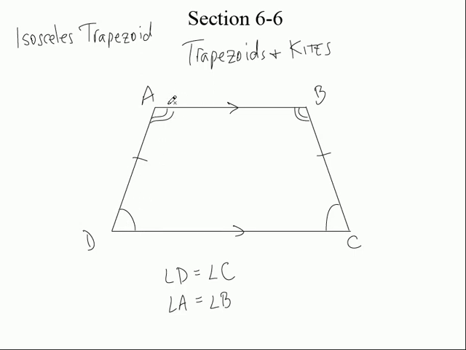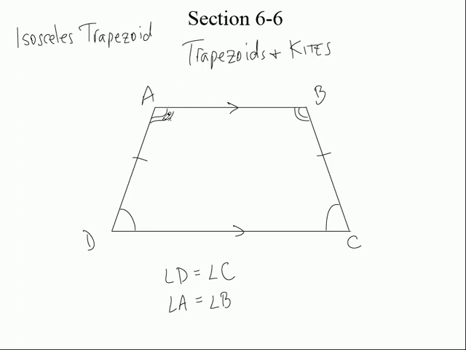Consecutive interior angles, right? Two parallel lines cut by a transversal. Remember that stuff? So that's consecutive interior angles. These two would be 180, these two would be 180. These two down here would be equal, and these two up here would be equal to each other, right?